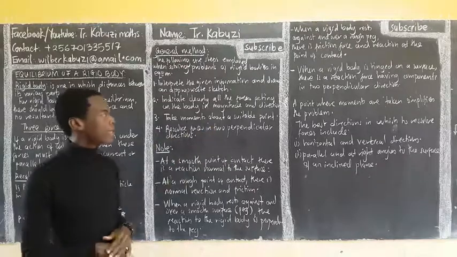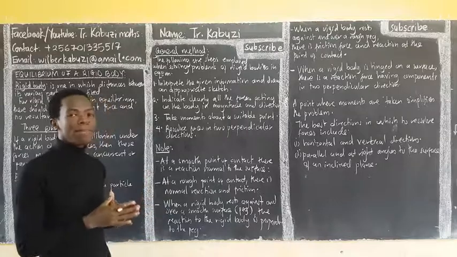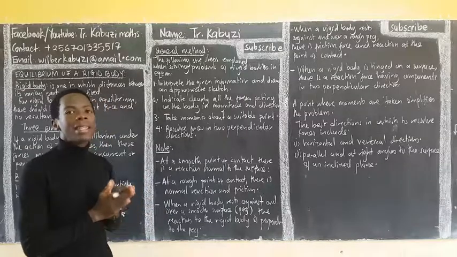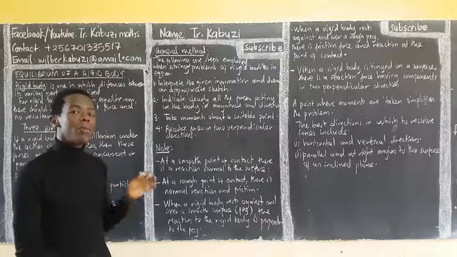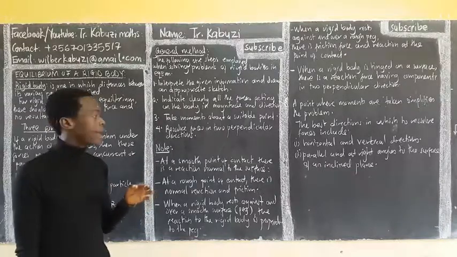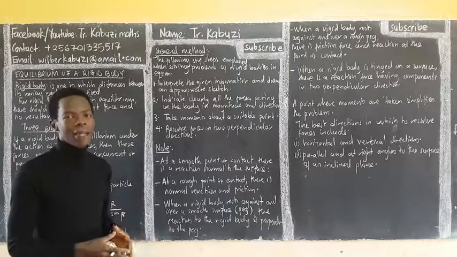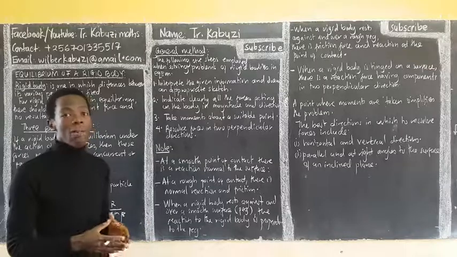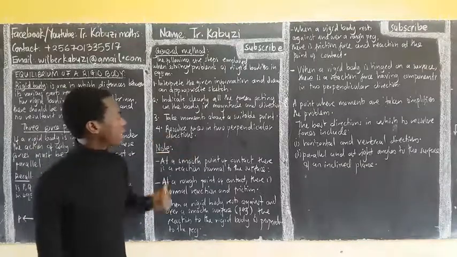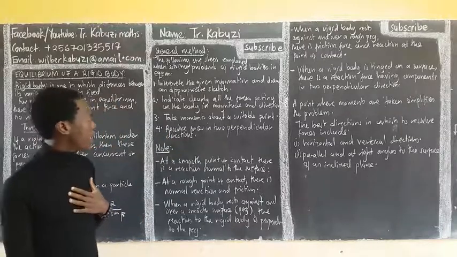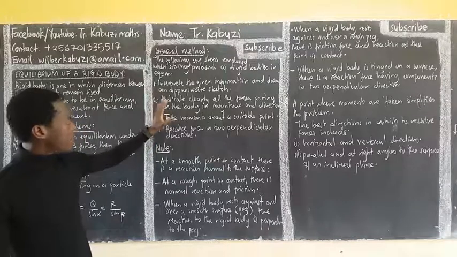Take moments about a suitable point. Now, in these problems, the point where you take moments should be the easiest to handle, because when you take moments at very bad points, the solution is going to enlarge. The process is going to become long. Okay. Resolve forces in two perpendicular directions. These are the four steps that we're going to follow.